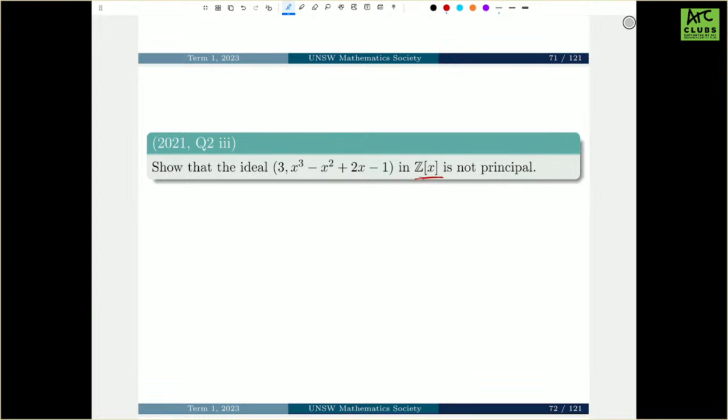Basically, we're just going to proceed by contradiction, right? You assume, okay, let's just say it is principal. Let's find something wrong with that claim. So I'm going to call this ideal I. I'm going to call this polynomial P. And we can say suppose I is principal. So that means it's generated by alpha for some alpha in Z[x].